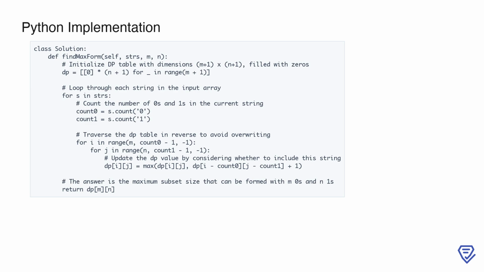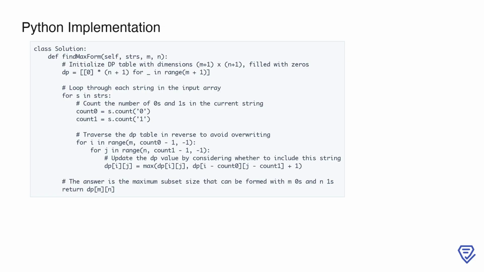The key update formula is dp[i][j] equals max(dp[i][j], dp[i - count0][j - count1] + 1). This formula determines whether including the current string results in a larger subset size compared to excluding it.